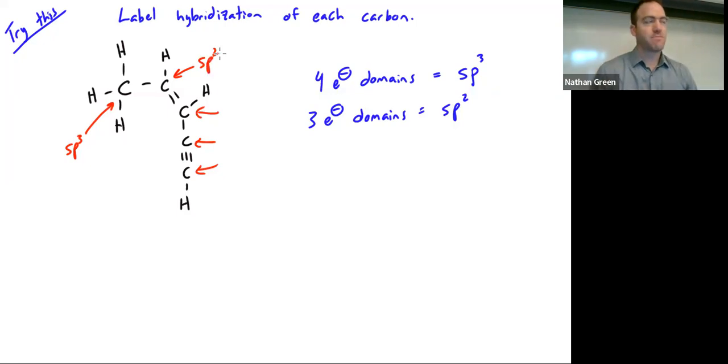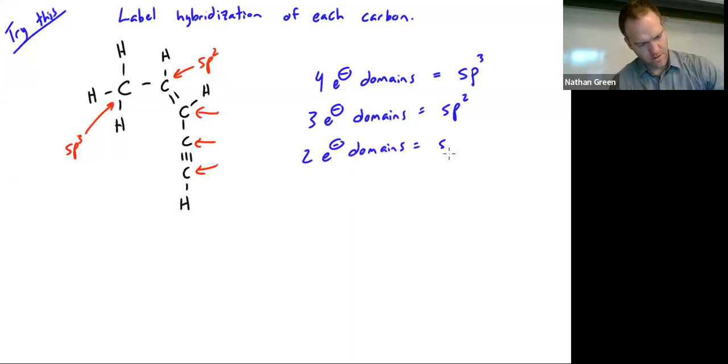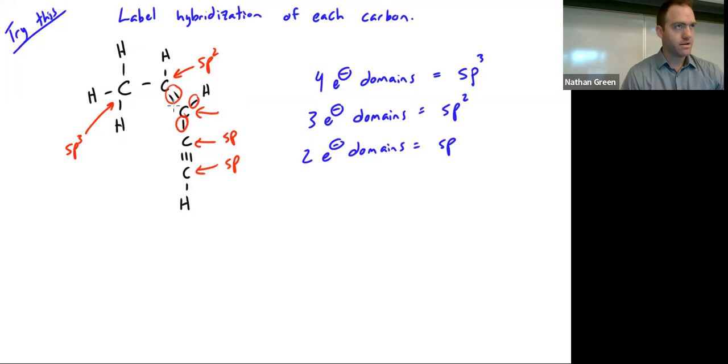How many electron domains are on an sp hybridized carbon? 2. This carbon has 1, 2 electron domains around it. 2 electron domains equals sp hybridized. So this carbon is sp hybridized. How about this carbon? Also sp hybridized. I missed one. What's this one? sp2, right? It has 1, 2, 3 domains around the outside, so that is sp2 hybridized.